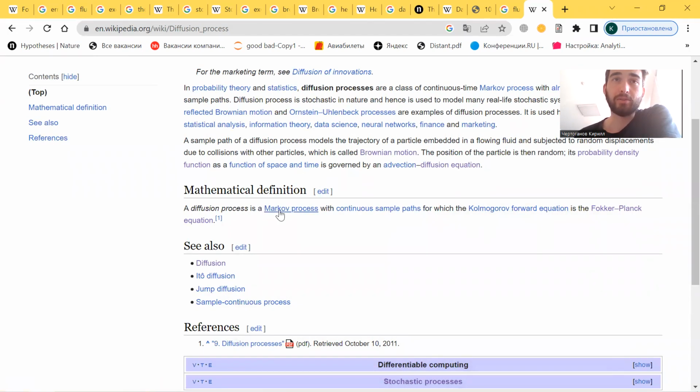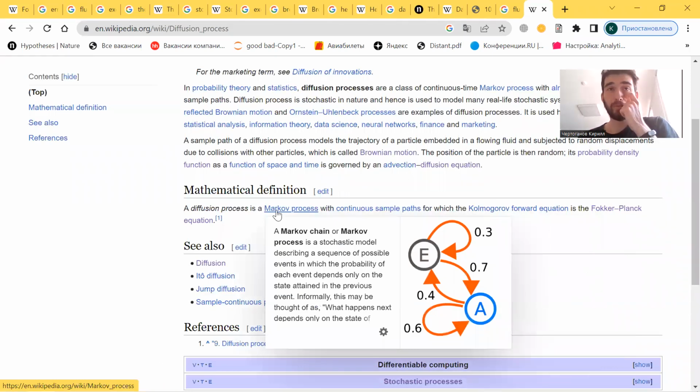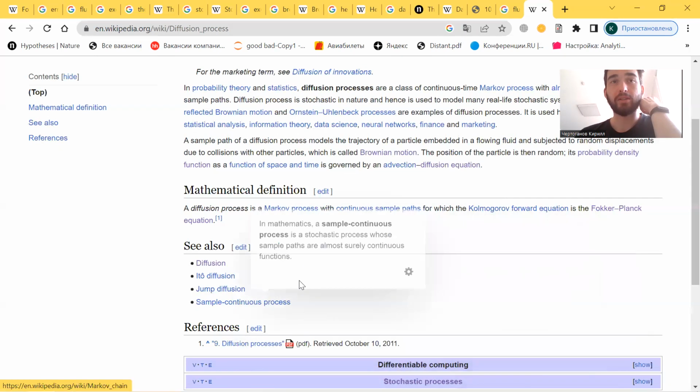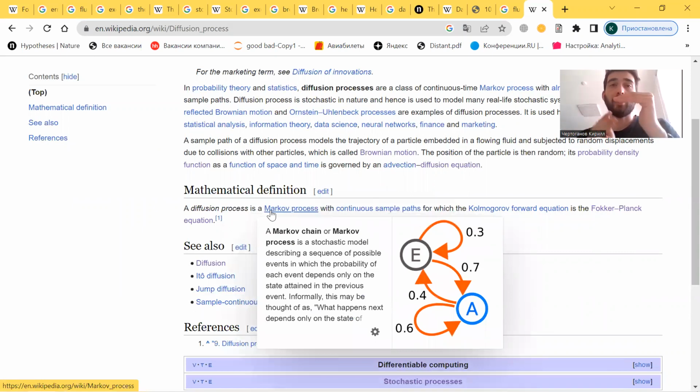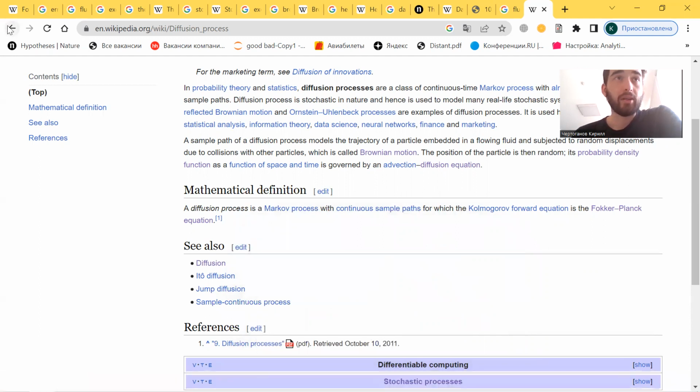And I can remind you that a Markov process is a stochastic model describing a sequence of possible events in which the probability of each event depends only on the state attained in the previous event. We have some tables for how we can go between each of these states. Diffusion is also important, but we will talk about this later.